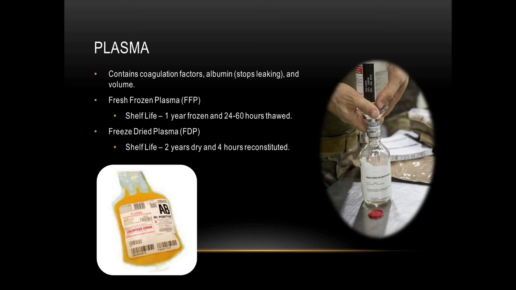So we have the fresh frozen plasma, which is what we see down here. It comes in a bag like most blood products that we're used to. It's generally yellow in color. And it has a shelf life, if it's frozen, of up to a year, and once it's thawed, a day to 60 hours. The other option that we have, as we can see on the picture on the right, is freeze-dried plasma.